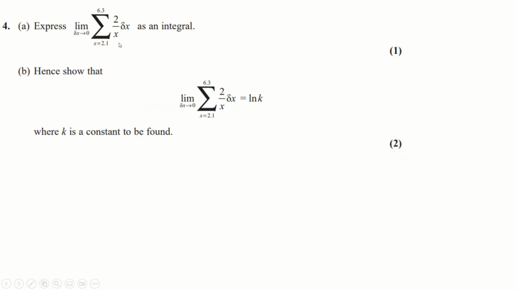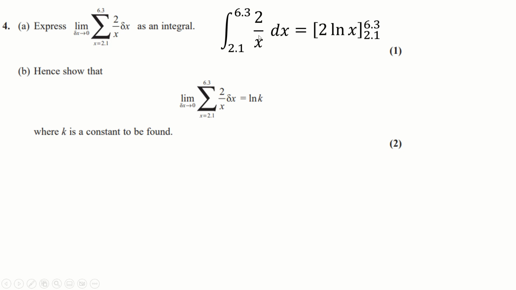Question number 4. This is the definition of an integral. When you sum up lots of things, and the sums are getting thinner and thinner. So this is just the integral between 2.1 and 6.3 of 2 over x dx. So that's kind of cool. Hence show this thing here. So obviously we just replace this with that.